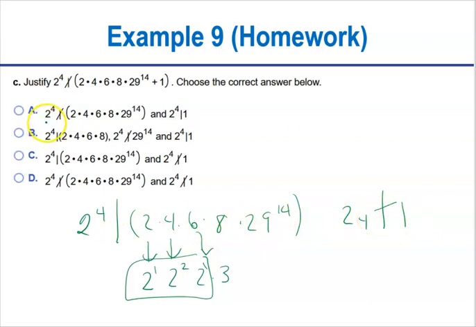Notice on A, 2 to the 4th does not divide the first one. Yeah, it does. So I know A and D are out because it's saying that 2 to the 4th does not divide it. Okay, now here, 2 to the 4th divides the first one. But they've got that split up into not 2 to the 4th. No, 2 to the 4th is not the issue. C says 2 to the 4th does divide the first one, but 2 to the 4th does not divide 1. So we're going with C.